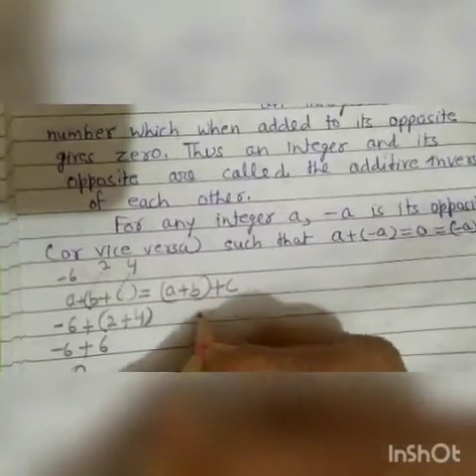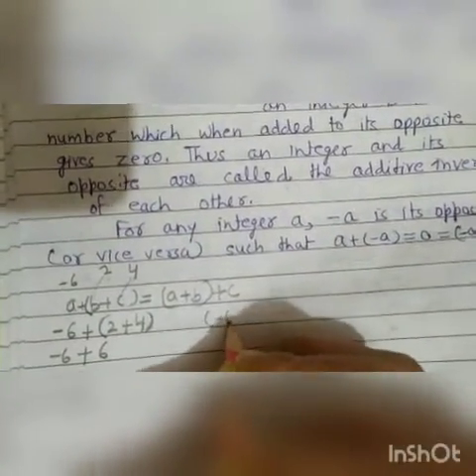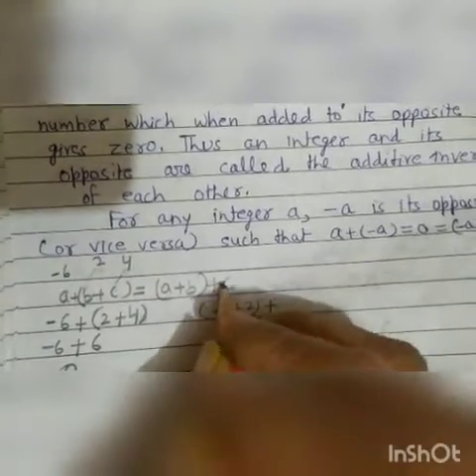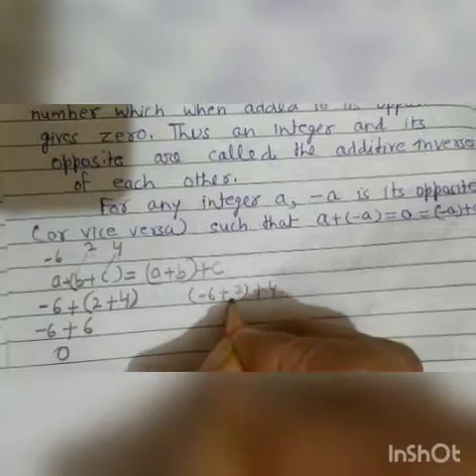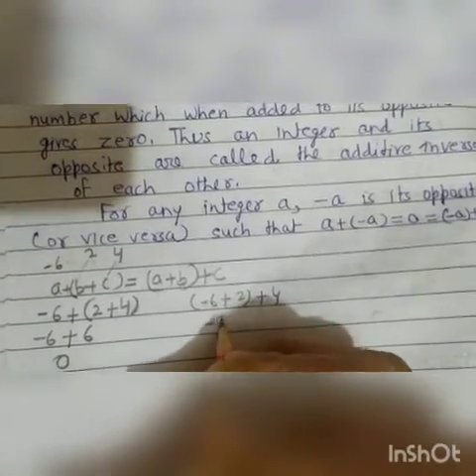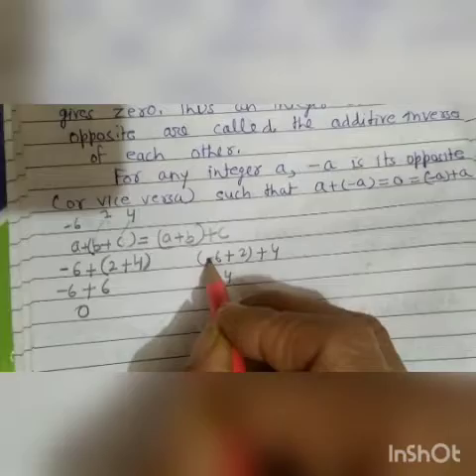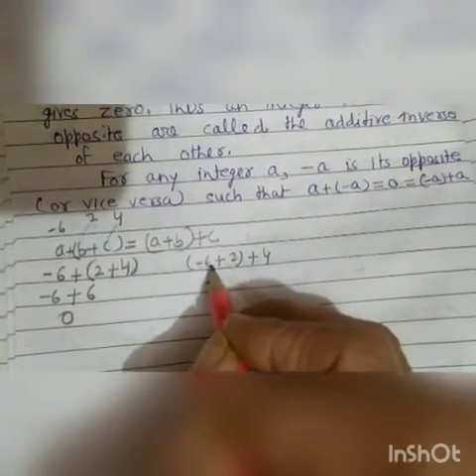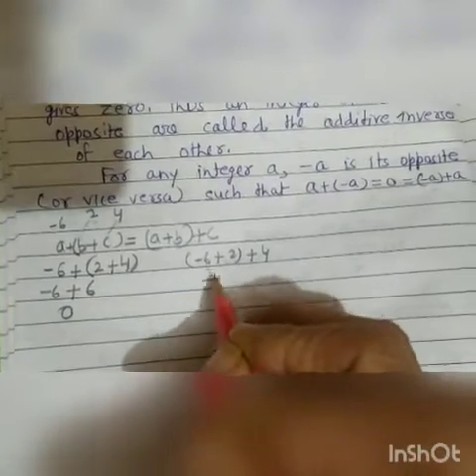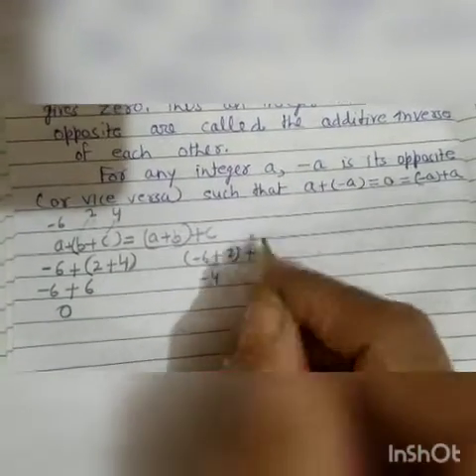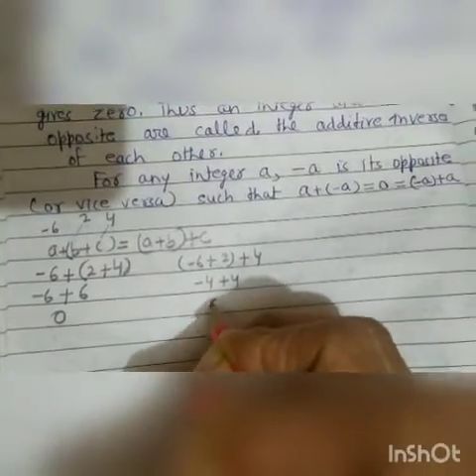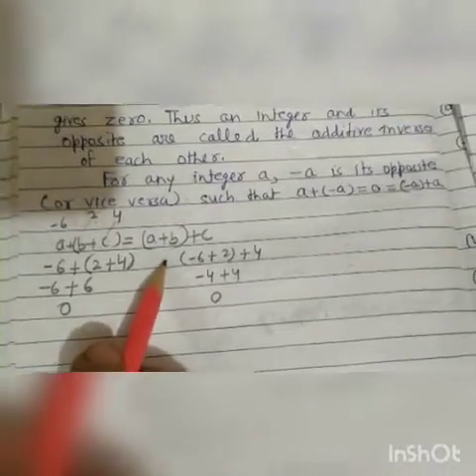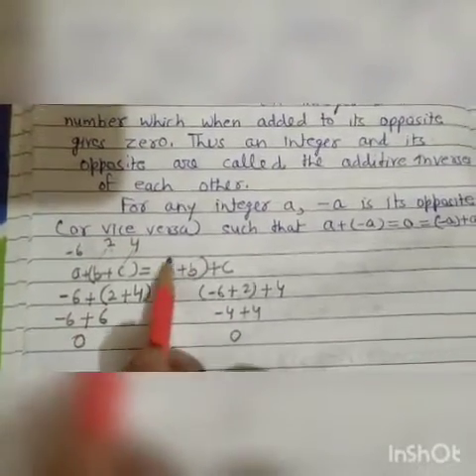Now solve this right hand side. a is minus 6 plus b is 2, then plus c is 4. Solve this bracket first. Minus 6 plus 2 means minus 4. Here both the numbers are with different signs, so we subtract the smaller one from the larger one. When we subtract 2 from 6, it is 4 with a minus sign. So it is minus 4, then plus 4. Again we get 0. So see, this associative property is true for addition.